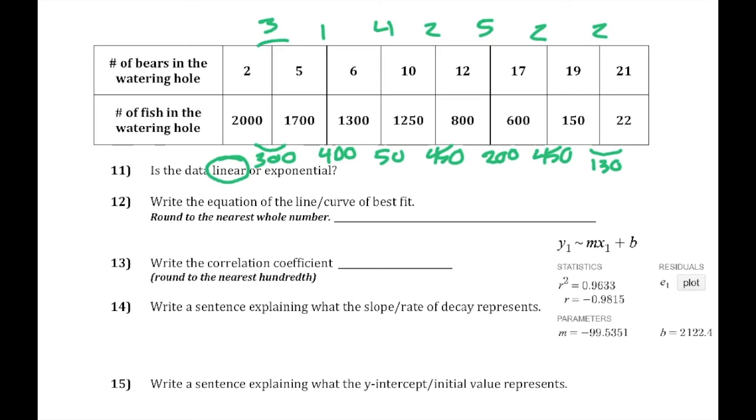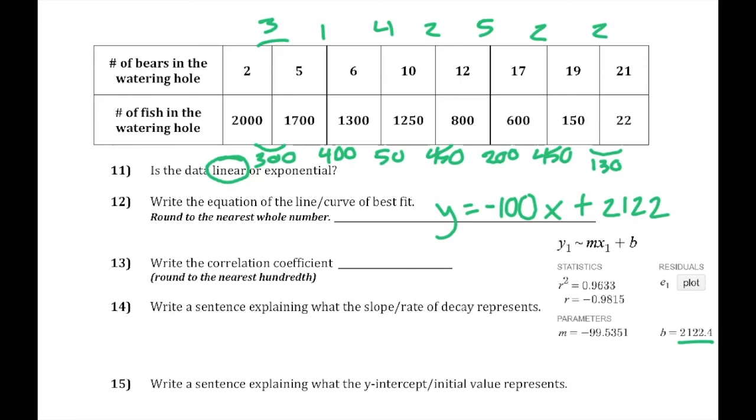Okay, so now that we've confirmed that this is a linear situation using our Desmos.com calculator, we can take this information that we gathered and write our equation for the line of best fit. And we're going to round everything to the nearest whole. So we're going to start out here writing y equals, and then our slope is negative 99.5, so we're going to round that up to negative 100 times x. And our value of b is 2,122.4. So rounding to the nearest whole, we'll say 2,122.